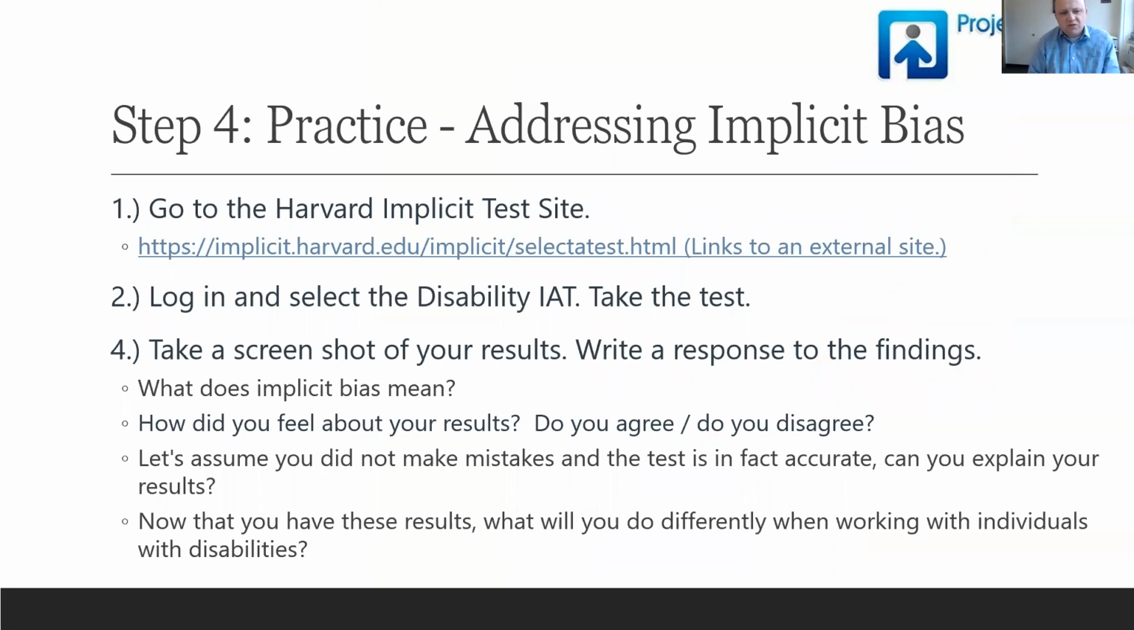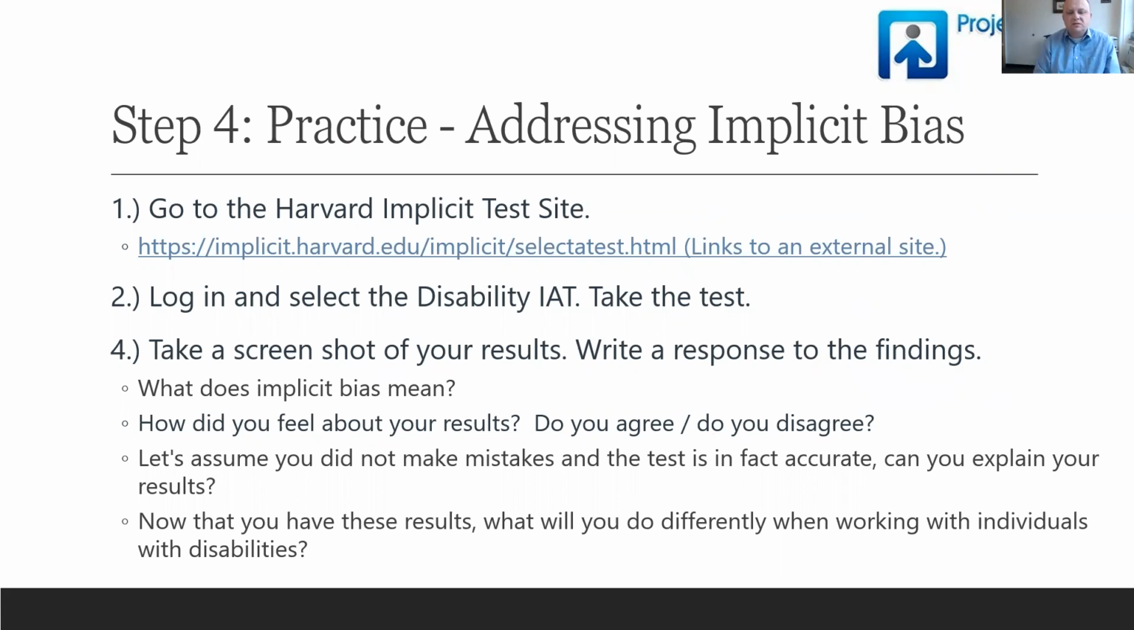And so one thing I have them do is I go to the Harvard implicit test site. Now this is a highly researched, highly valid, highly appropriate test for our students to go ahead and take. It's been taken on a lot of different areas for a long period of time, and is very, very reliable and very, very valid. So I have them log in, I have them select the disability implicit bias test, and then they go ahead and take that test.